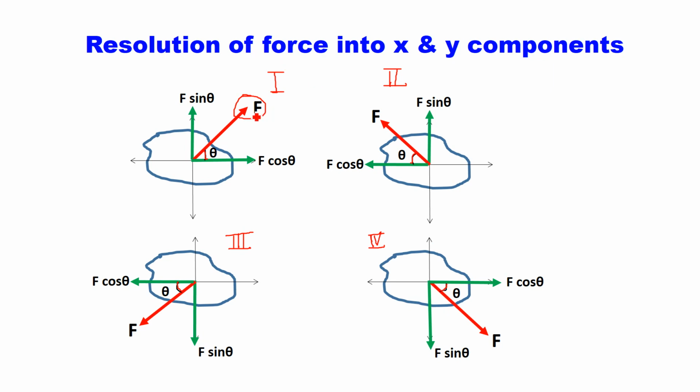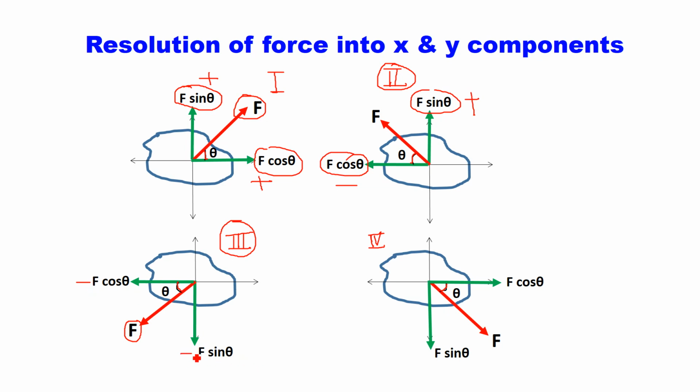So if the force is in the first quadrant, the x component is taken as plus, that is F cos theta, and the y component is taken as plus, which is F sin theta. If the force is in the second quadrant, the x component is taken as minus and the y component is taken as plus. The value of the x component is F cos theta and the value of the y component is F sin theta, but x is minus in the second quadrant and y is plus. In the third example, where the force is in the third quadrant, F cos theta, the x component, is taken as minus and the y component is also taken as minus, because the third quadrant represents minus signs of x and y. So both the components are minus.